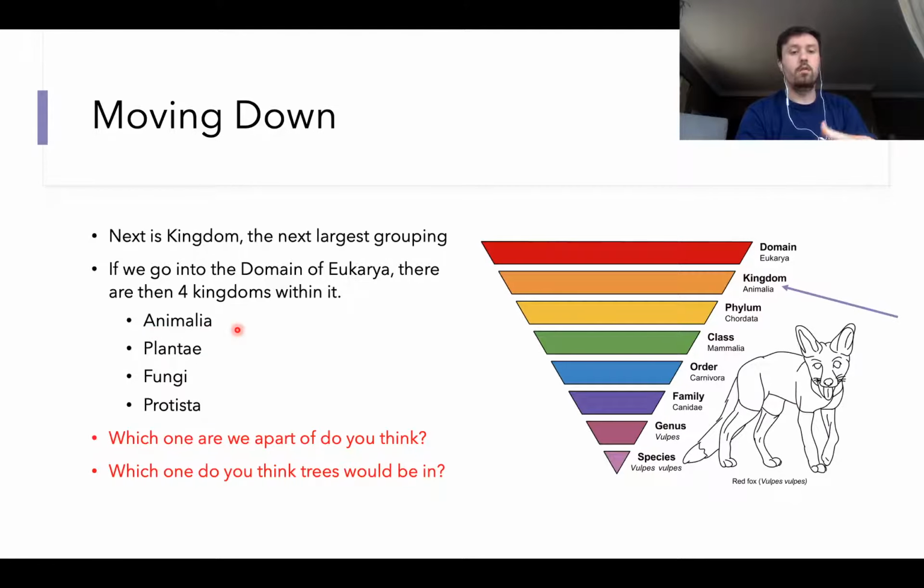The question at the bottom here asks which one do you think trees would be in? That would be Plantae. Plants, so bushes, trees, flowers, all of those belong to the kingdom of Plantae. And then we have 2 more, Fungi and Protista. Fungus like yeast would belong to that kingdom, and Protista are smaller single-celled living things that we'll talk about another time. They fall under the domain of eukarya, and then the kingdom of Protista.